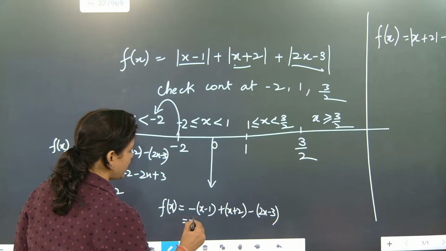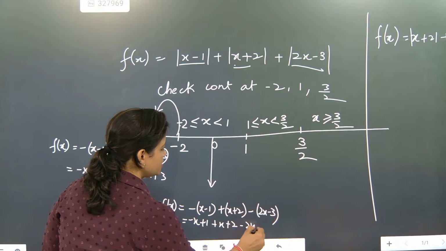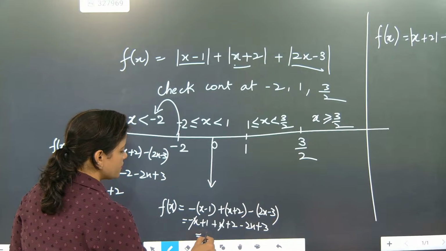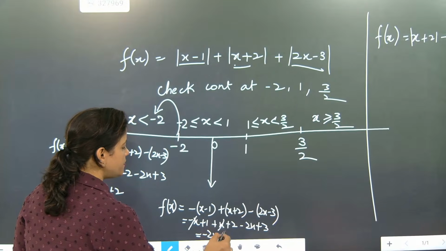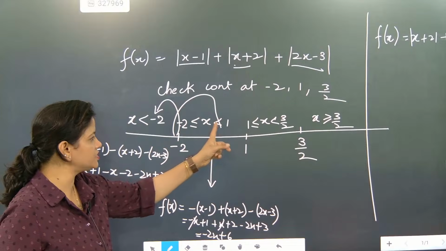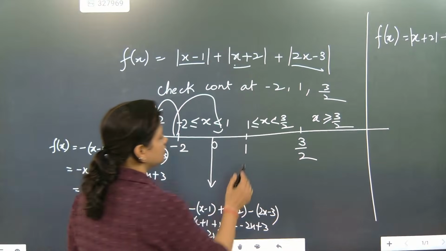So it will become minus x plus 1 plus x plus 2 minus 2x plus 3. So minus x plus x cancel, minus 2x, 3 plus 3 will become 6. So RHL of 2 will become this function. Did you get it? Now 1.